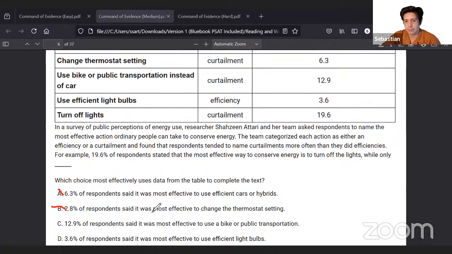12.9% of respondents said it was most effective to use bike or public transportation. Yeah, but that's a curtailment. We're looking for a comparison between curtailment and efficiency. So then we're going to have the last one here. 3.6% of respondents said it was most effective to use efficient light bulbs. Yes, that's it. That's the efficiency that only 3.6% said. So we're going to go with D.